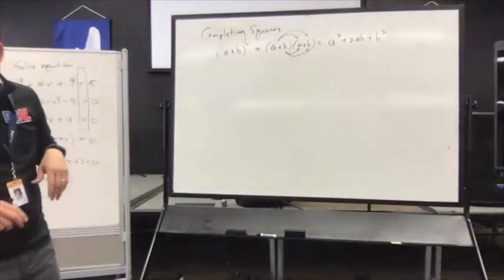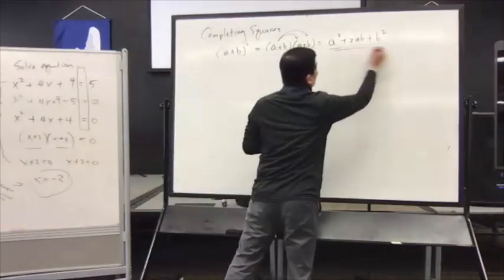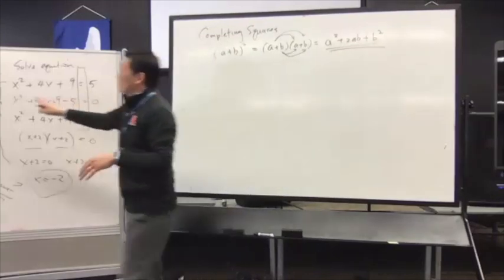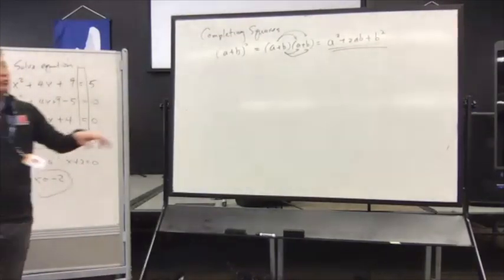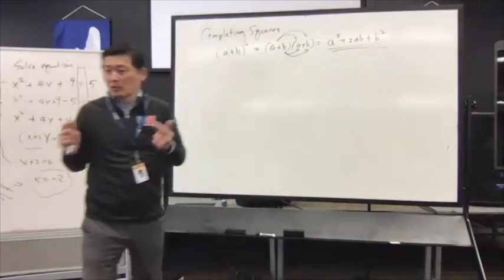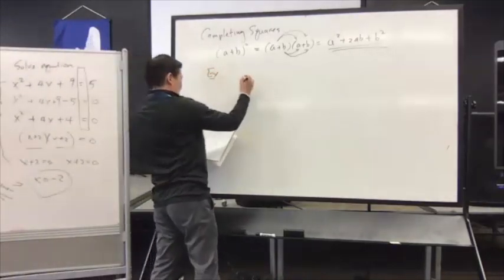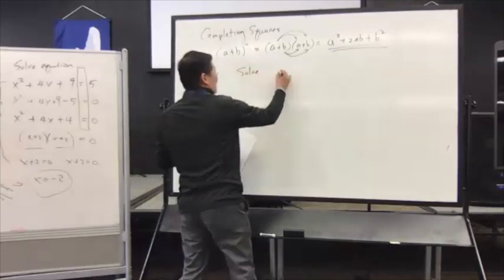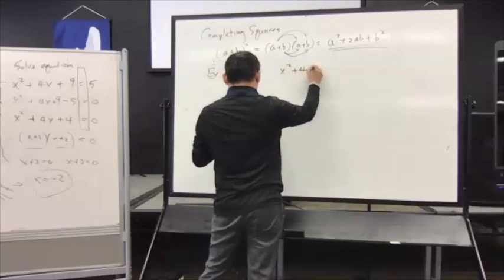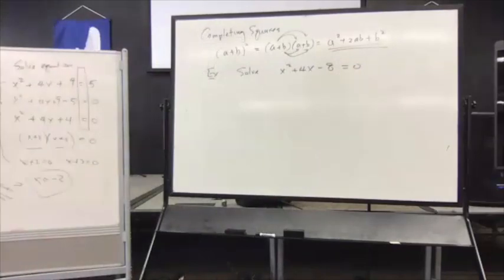So I'm going to utilize that to my advantage. Knowing that if I can turn any of these expressions to match up to this, I'm able to complete the square. Does that make sense? In this case, I'll give you an example. I want to solve an equation that says x squared plus 4x minus 8 equals 0. And I want to be able to use the complete the square method.